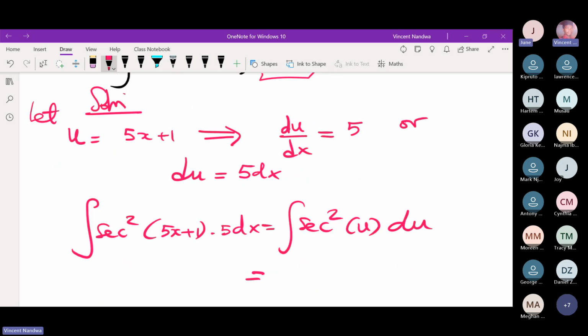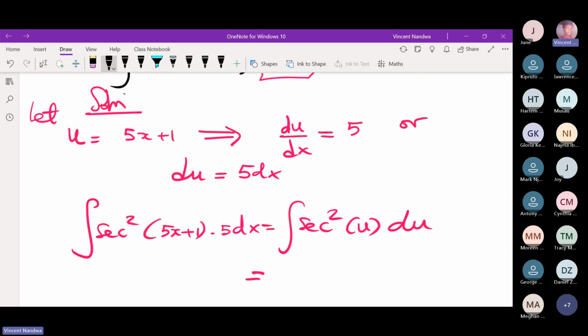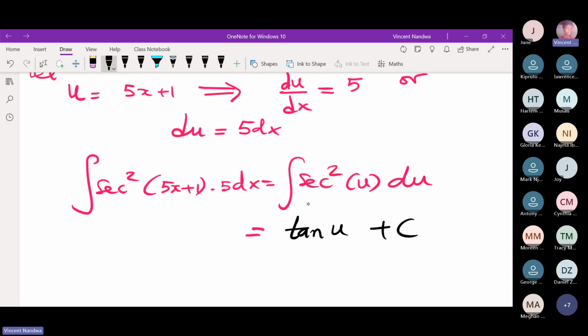So what is the value of the integral of sec squared u du? Which function has a derivative as sec squared function? Tan x. But now remember here the variable is u. So the integral of sec squared u du is just tan u, then plus c. But you don't leave your answer in terms of u, you replace with its expression in terms of x. 5x plus 1.